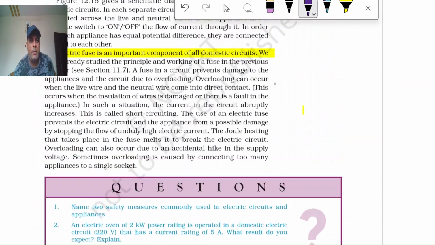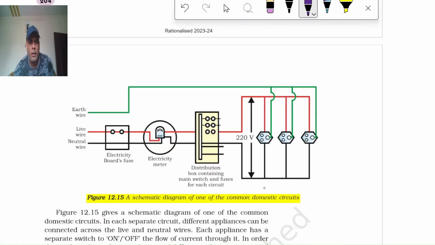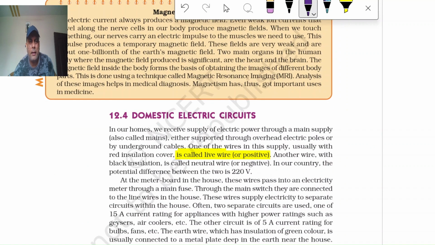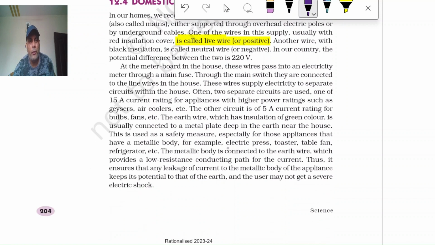So let me explain a little bit about the domestic circuit. In our home, we receive electric power through the main supply, called the mains, either through the overhead electric pole or the underground cable. One of the wires in the supply is usually red insulated wire, called the live wire, which is positive. Another wire with black insulation is called the neutral wire. In our country, the potential difference between the two wires is 220 volt, between the black and red wire.